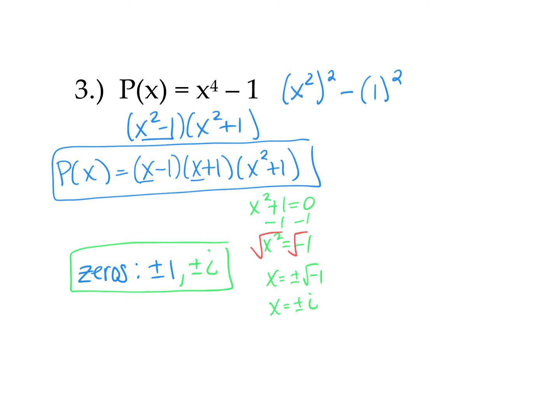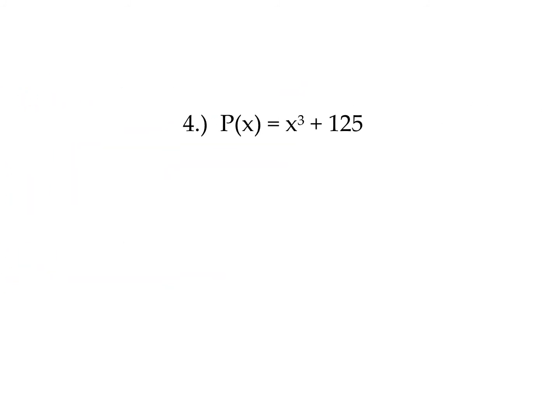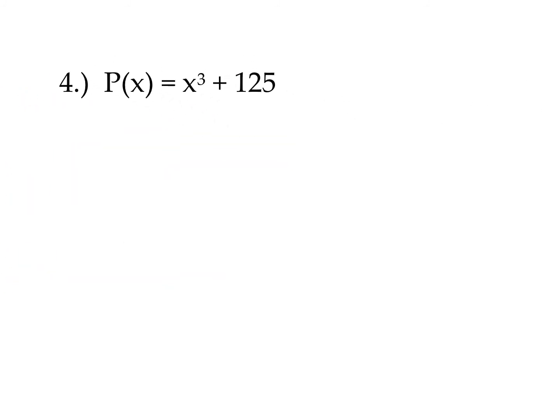All right, if we look at number 4, I have a sum of cubes. So how this is going to factor is same sign, square, opposite sign, multiply together, always positive, square the b.